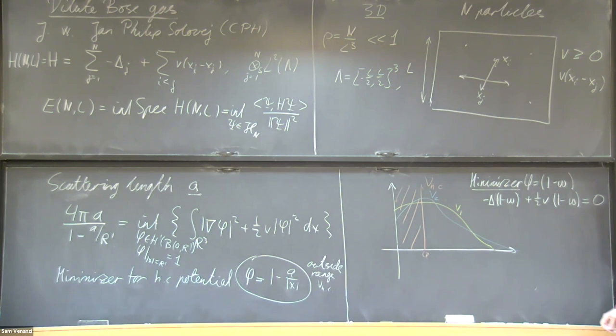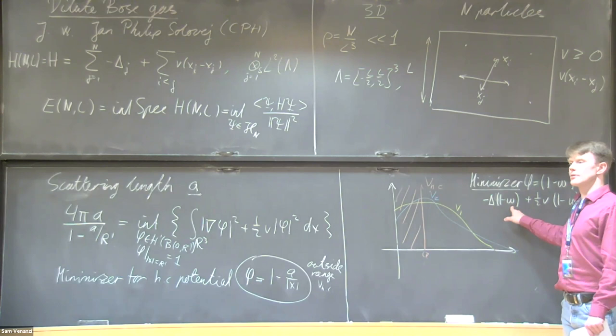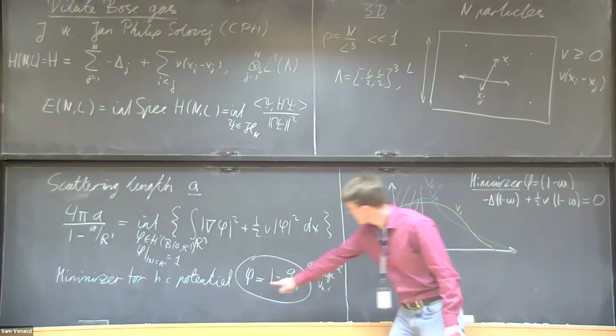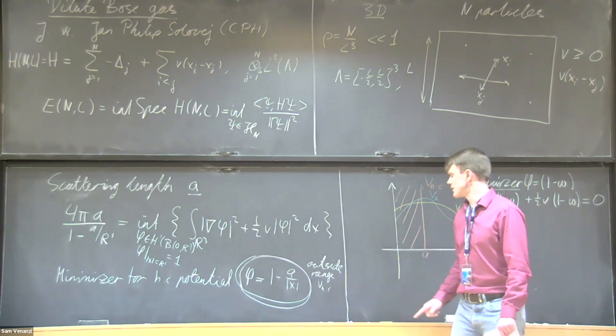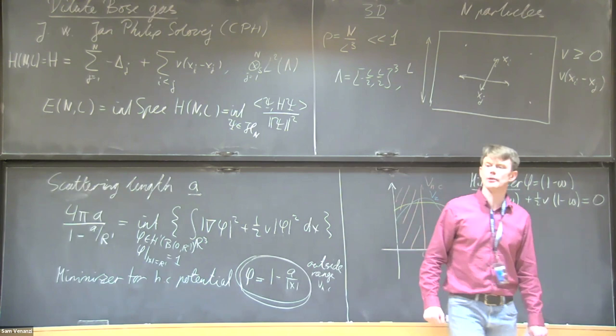Now, what does that tell me? That tells me that outside the support of V, my function really just has to be harmonic. And there are two harmonic functions that are radial: there's the constant, and there's 1 over r. So from this, I see that this writing here is always true outside the range. By normalization, it has to be 1 at infinity. So the constant in front of the 1 over x is by definition minus a, minus the scattering length.